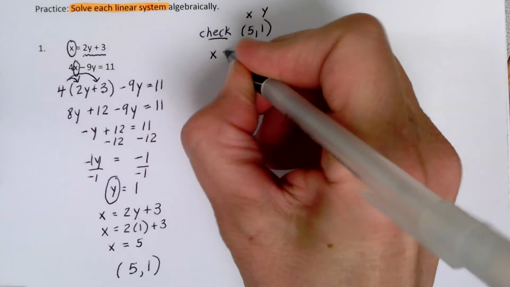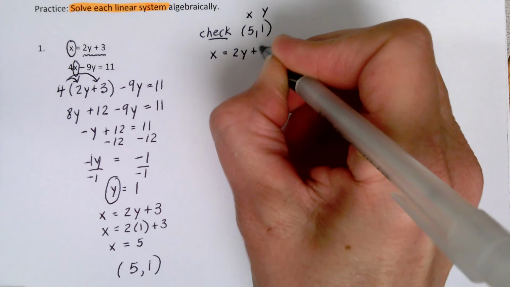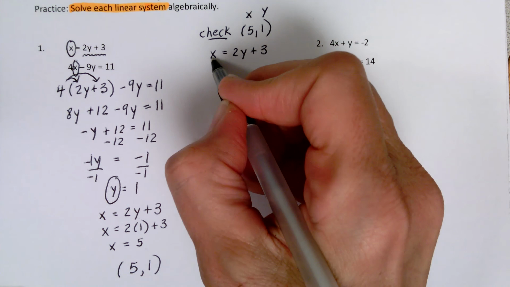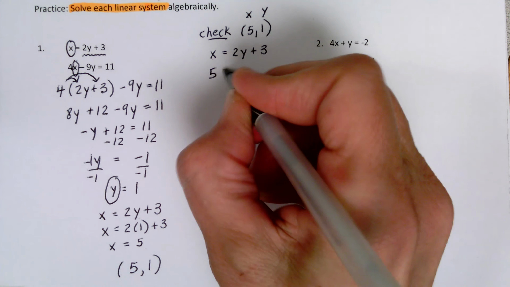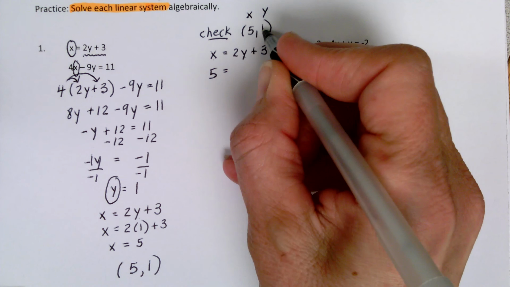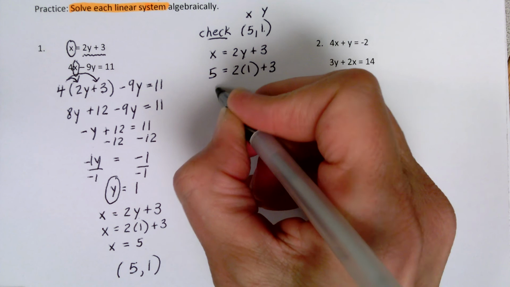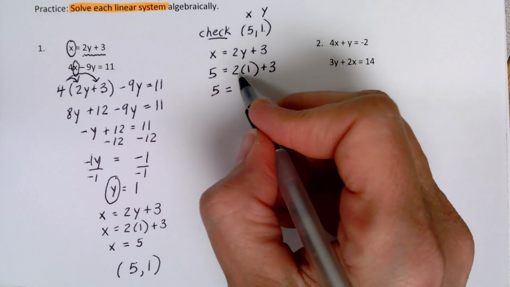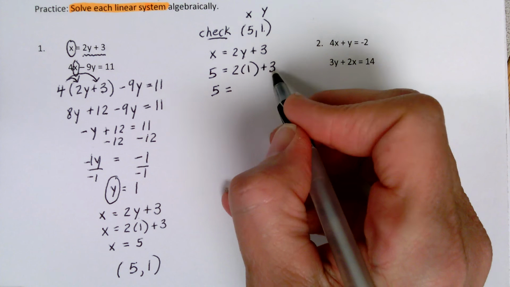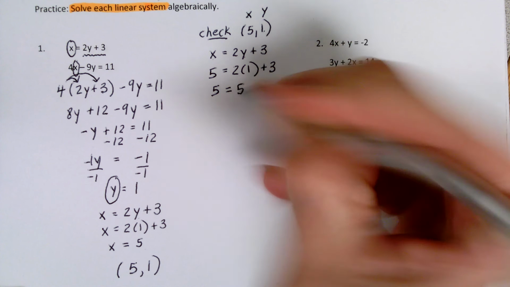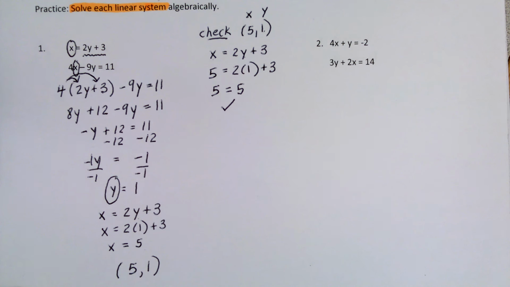So let's write the first one, x equals 2y plus 3. In place of x, I'm going to put my x value 5. In place of y, I'll put my y value of 1. And let's make sure that works. So is it true that 5 equals, well, 2 times 1 is 2, plus 3 is 5. Yep, they're the same number.